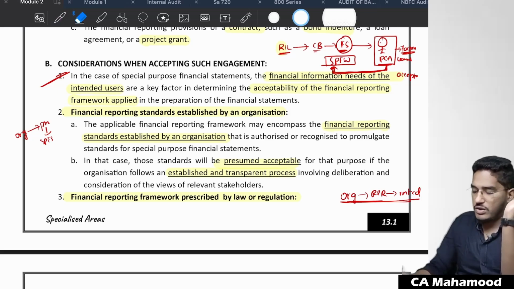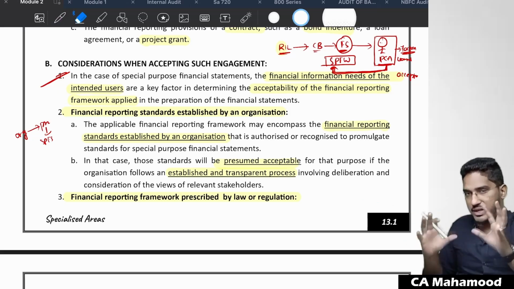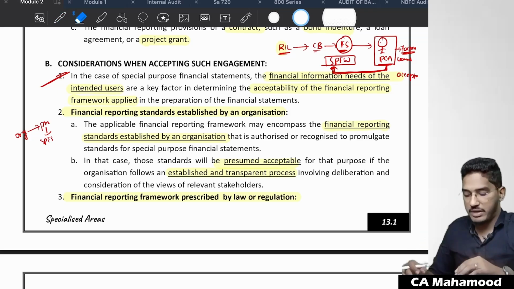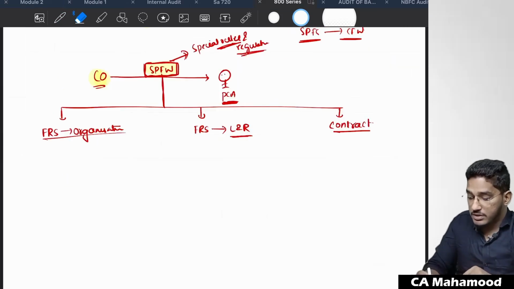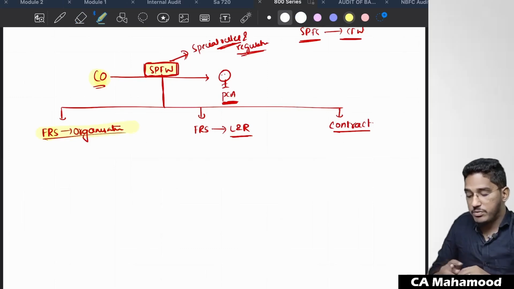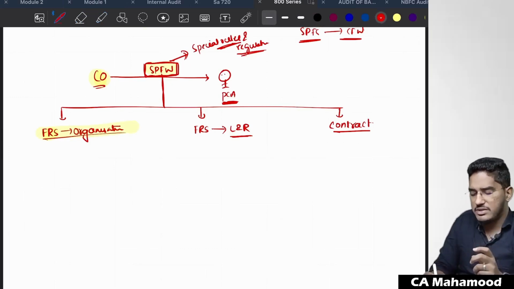Clear? So this is not at all any concept, guys. This is just some vague discussion. Just please follow whatever I'm trying to say here, right? So first case, as I have told, the special purpose framework might arise from financial reporting standards given by any organization. In that case, generally we assume it to be acceptable. No need to question it.